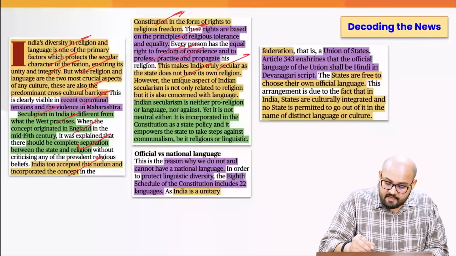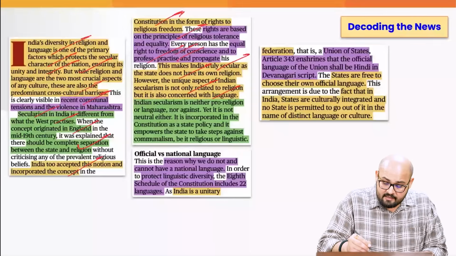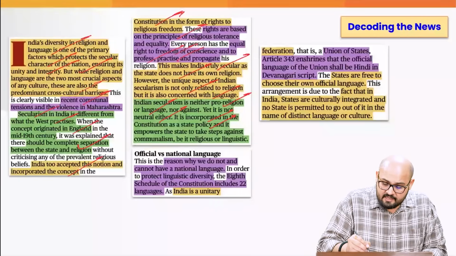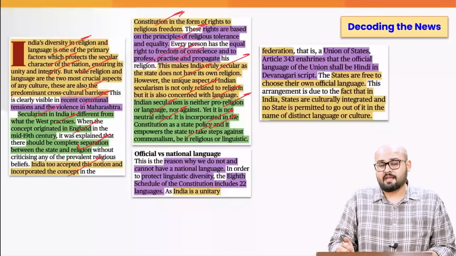However, the unique aspect of Indian secularism is that it is not related only to religion, but it is also concerned with language. Indian secularism is neither pro-religion or language, nor against. Yet, it is not neutral either. It is incorporated in the constitution as a state policy, and it empowers the state to take steps against communalism. Official versus national language.